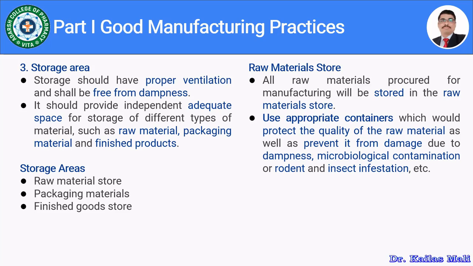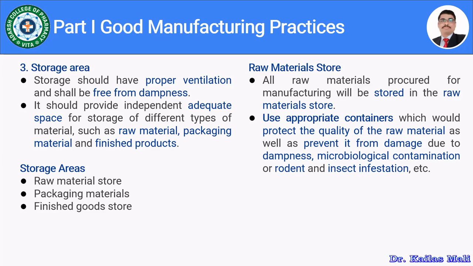So the total raw material store should be provided with specific areas for the storage of raw materials, storage of packaging materials, and the storage of the finished products, as well as the storage for the rejected material. Let us see the different storage areas. Furthermore, the storage areas are divided as raw material store, packaging material store, and finished goods store.